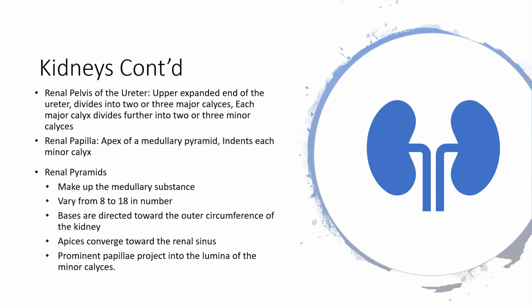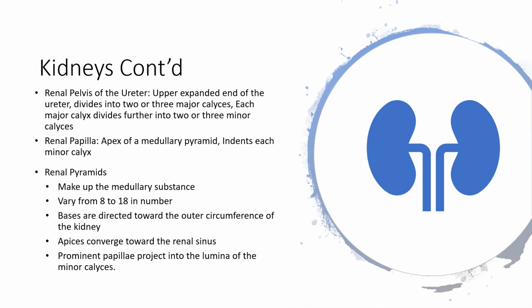The renal pelvis is the upper expanded end of the ureter, and it sits in the hilum of the kidney. It's divided into 2 or 3 major calyces, and each major calyx further divides into 2 or 3 minor calyces. The renal papilla, the apex of a medullary pyramid, indents each of the minor calyces. So everywhere you have a minor calyx, you're going to have a medullary pyramid. This is called the renal papilla.